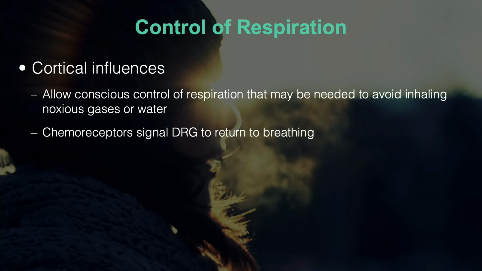But even though you can consciously control those muscles, they can be overridden by the chemoreceptors that are constantly sensing composition of fluids in the body. Cortical influences can be overridden.